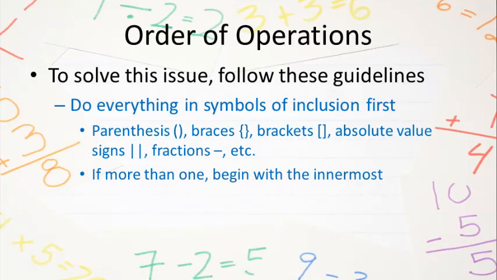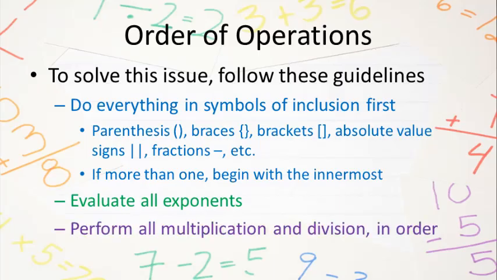If there are multiple symbols of inclusion, you want to begin with the one that is in the innermost section and work your way outward. The second thing is you're going to evaluate all of the exponents, just like we did earlier in this lesson. The third step is to perform all the multiplication and the division in the order that they come.